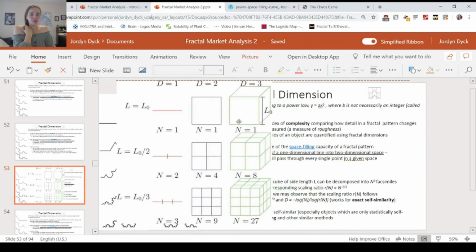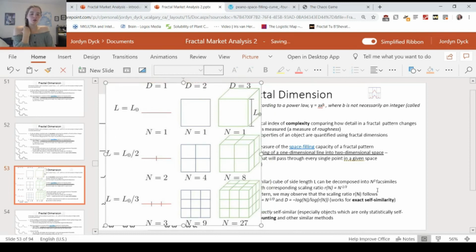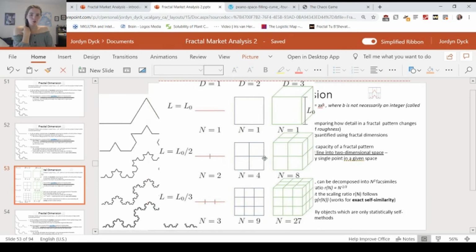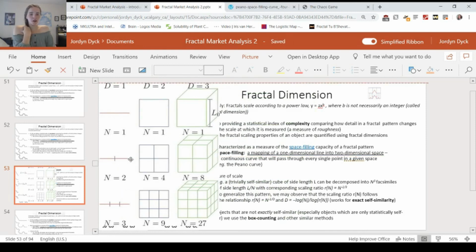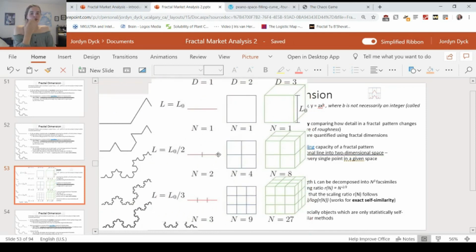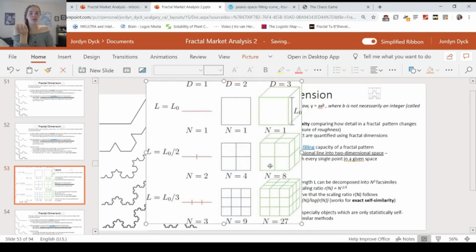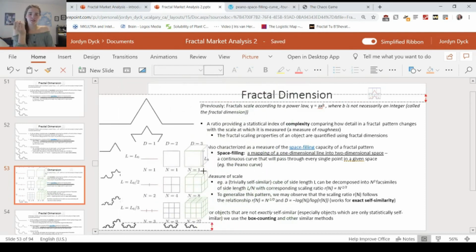So here we're going to decompose the cube into 8 versions of itself. These 8 copies of the cube are exactly the same as the larger cube. So when our n is equal to 2, we decompose it into n to the 3 facsimiles of itself. So 2 to the 3 is 8, when our initial side length is L. And now each of these facsimiles has side length L over n, so L over 2. I hope that makes sense.